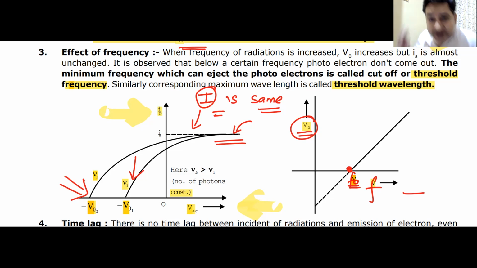And if I have different intensity and different frequency, neither the top will match nor the bottom will match. Do we understand this? Yes, sir. If intensity is same, top will match. If frequency is same, bottom will match. If both are different, no one will match. Do we understand this? Yeah, sir.